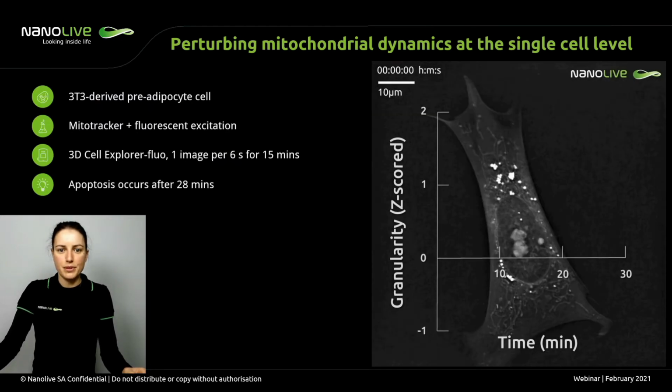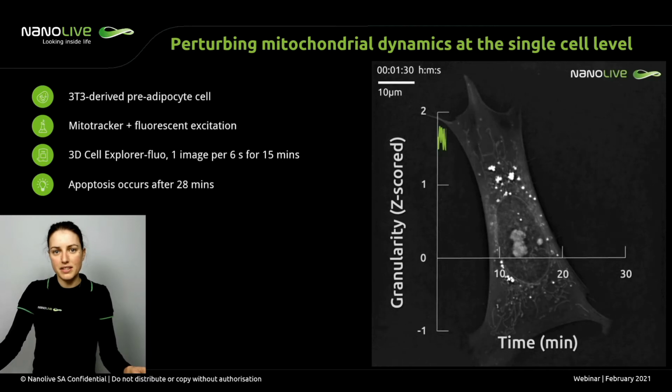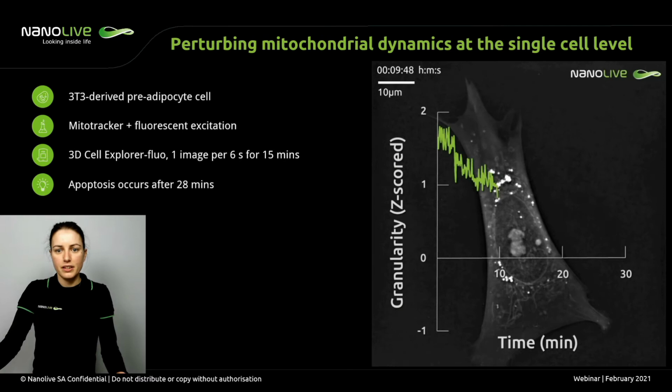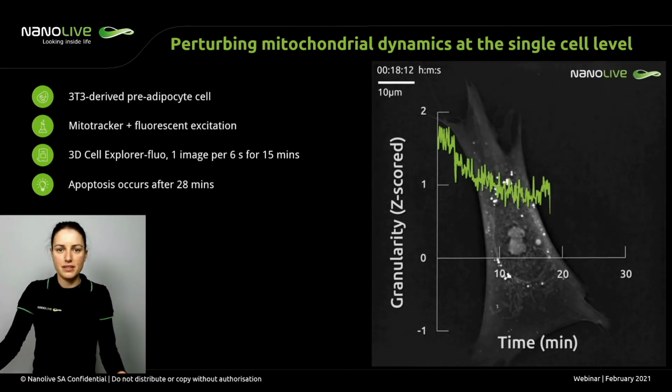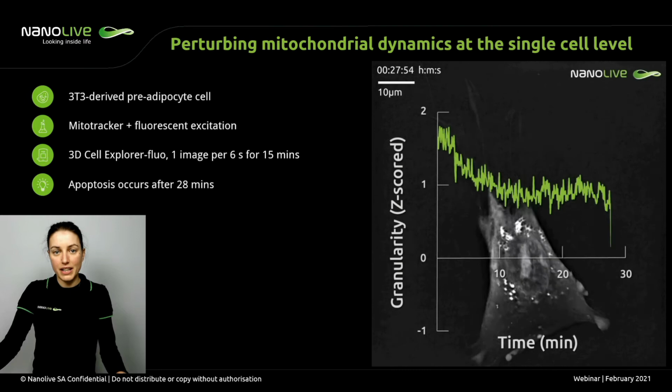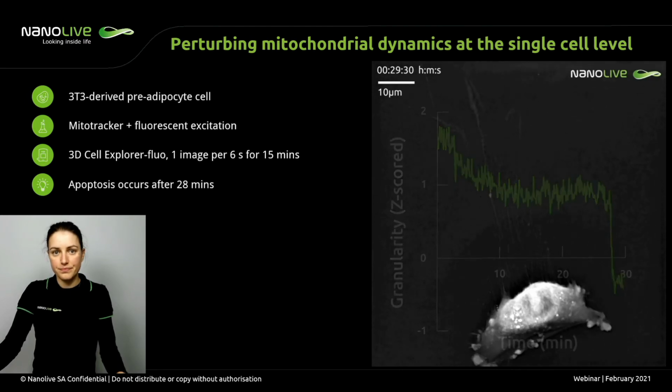In some examples, we've observed subtle changes in granularity precede apoptosis, such as in this preadipocyte cell, which was exposed to MitoTracker and fluorescence excitation and imaged at the same rate as before. In this video, we see that the cell dies after just 28 minutes. This highlights the negative impacts that phototoxicity has on the mitochondrial network and on cell health in general.